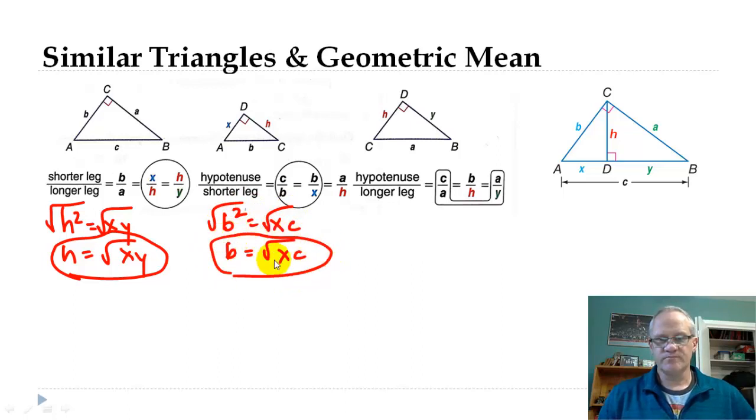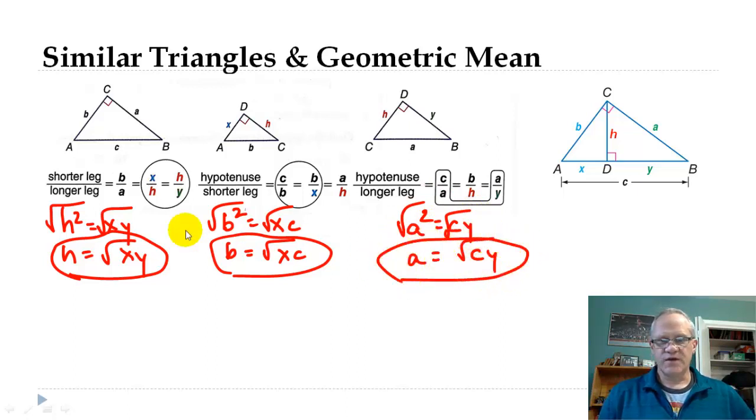Here's another little formula that we can use. So in this case, if we need to know what b is, we can find it if we know x, this little part, and the whole thing. And finally, it's the hypotenuse over the longer leg, so you've got c over a, b over h, and a over y. And if you notice, the two outside ones here make a geometric mean. C over a equals a over y, and so guess what? A squared equals cy, take the square root, a is the square root of cy. Here's another little formula. So we've got three little formulas here to help us figure out what different distances are going to be.